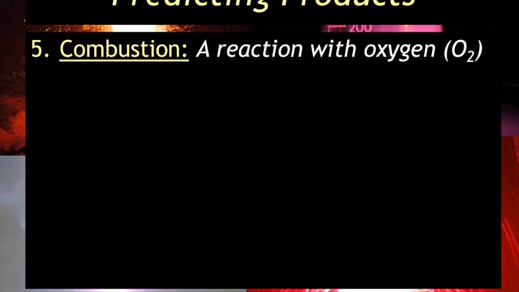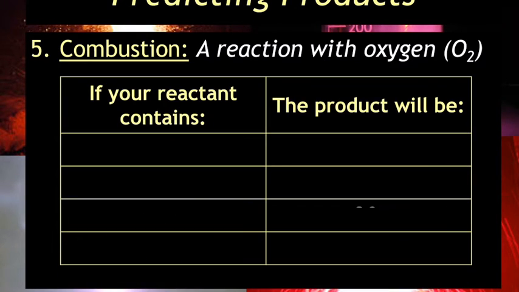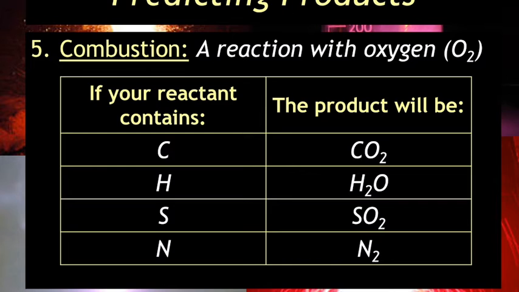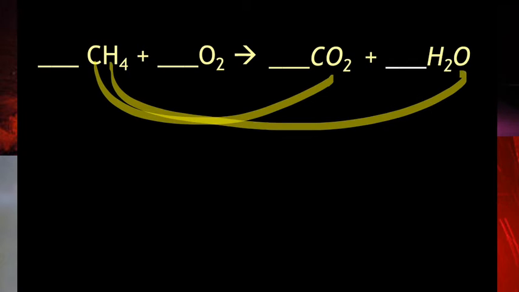Okay, now talking about combustion. The simplest definition of combustion is just a reaction with oxygen. For example, if your reactant contains carbon, the product will be carbon dioxide. If it contains hydrogen, the product will be water. If it contains sulfur, the product will be sulfite. And if it contains nitrogen, the product will be N2. So if we have CH4 methane reacting with oxygen, we know that we will have carbon dioxide and water.